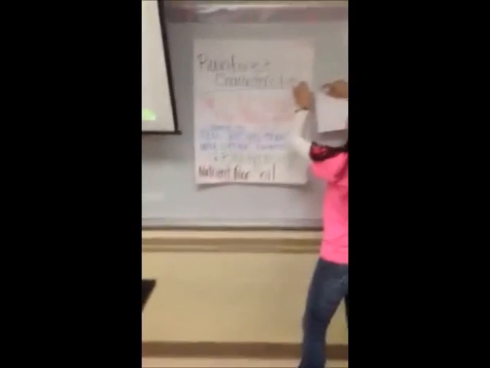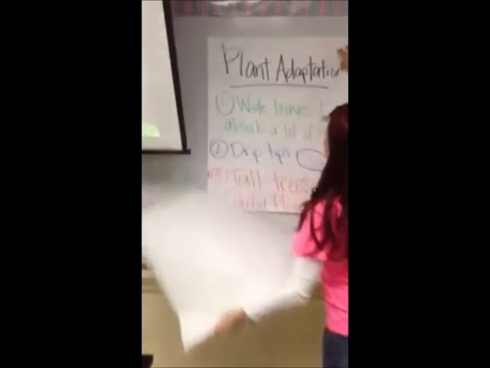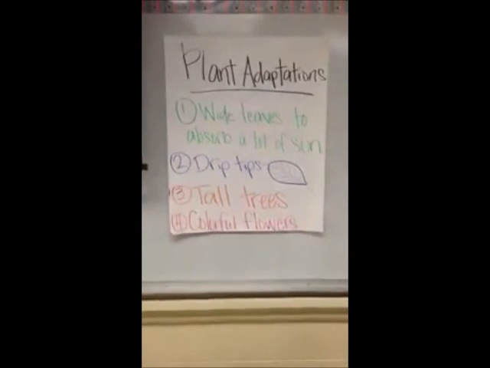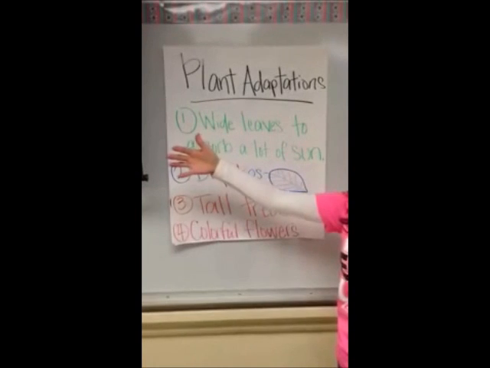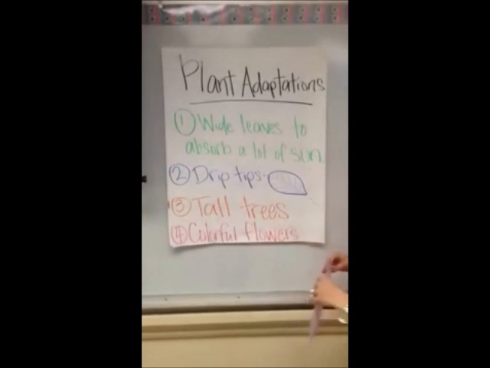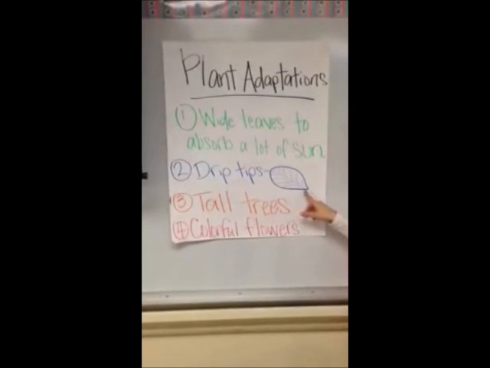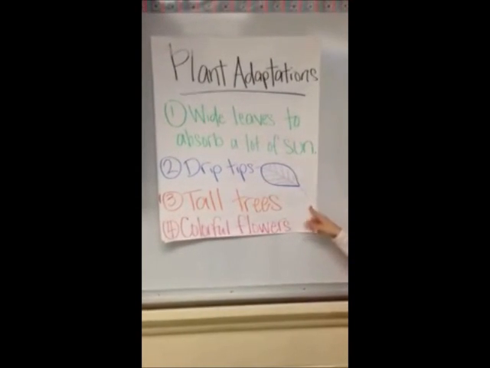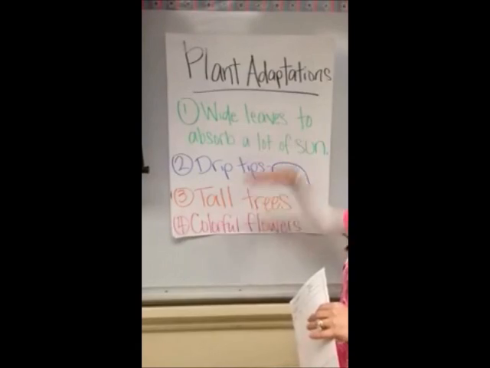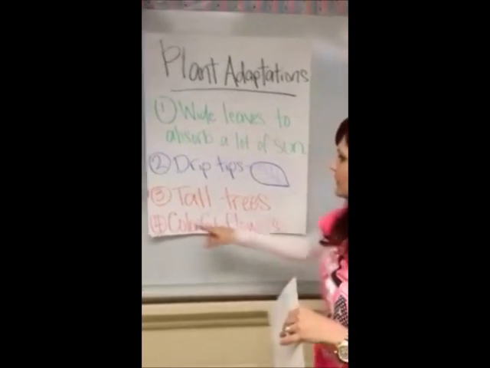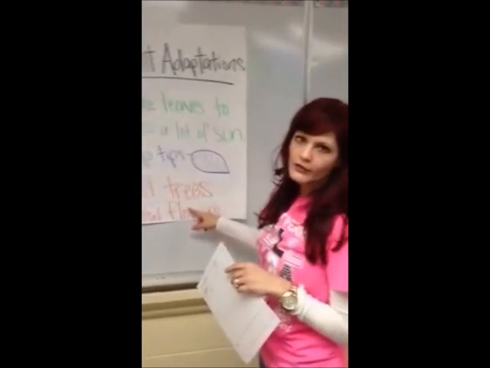Okay, so what else do we have? Well, what did we learn today? Well, we learned about plant adaptations. There are many, many plants with wide leaves. The wider the leaf, the more sun they can absorb. The leaves have drip tips that funnel the water down so that it doesn't get the leaf all moldy and gross. There are tall trees to reach the sun, and then very colorful flowers all throughout the rainforest.